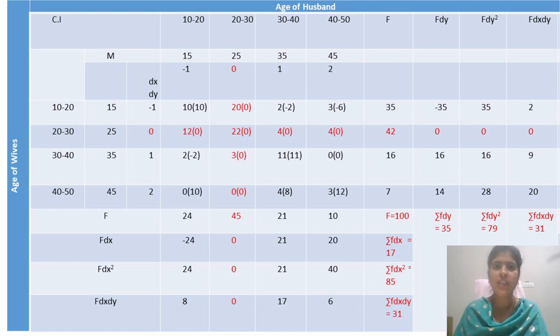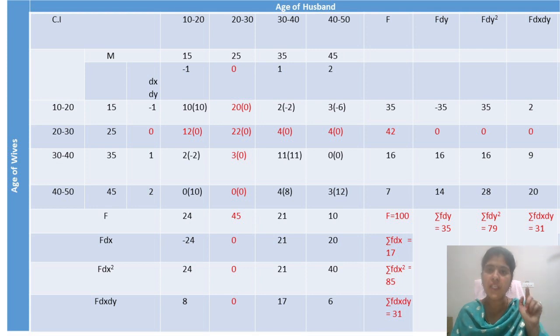Same way we have to do it for the age of husband. Total frequency column wise, out of the bracket: 10 plus 12 plus 2 plus 0, 24. See your frequency row, not column, row. Then 20 plus 22 plus 3, 45. Next we find 2 plus 4 plus 11 plus 4, 21. Next 3 plus 4 plus 3 is 10. Total frequency again row wise also 100, column wise also 100.